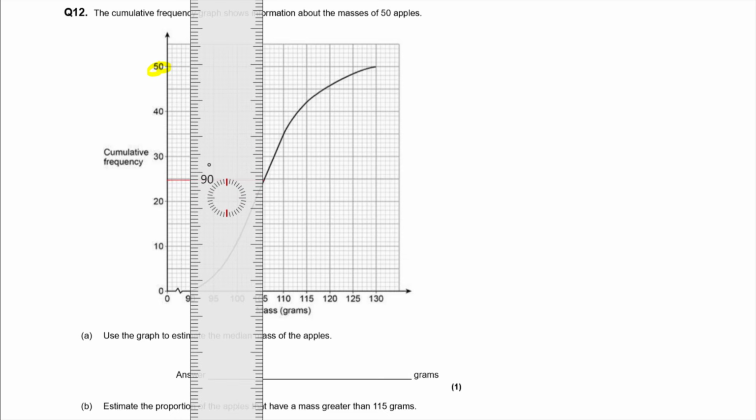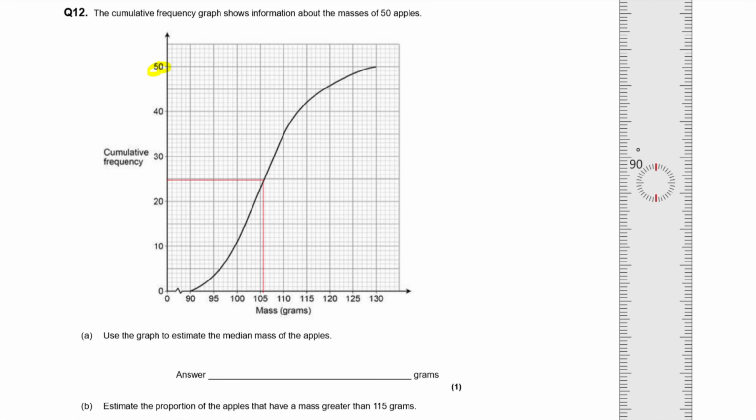You can see that's one little square past 105, isn't it? Yeah, so I'm going to read that. One little square past 105. I've got 105, 110, 5 divisions. Each division is 1. I think that is going to be 106 then, isn't it? 106. Estimate the proportion of apples that have a mass greater than 115 grams.